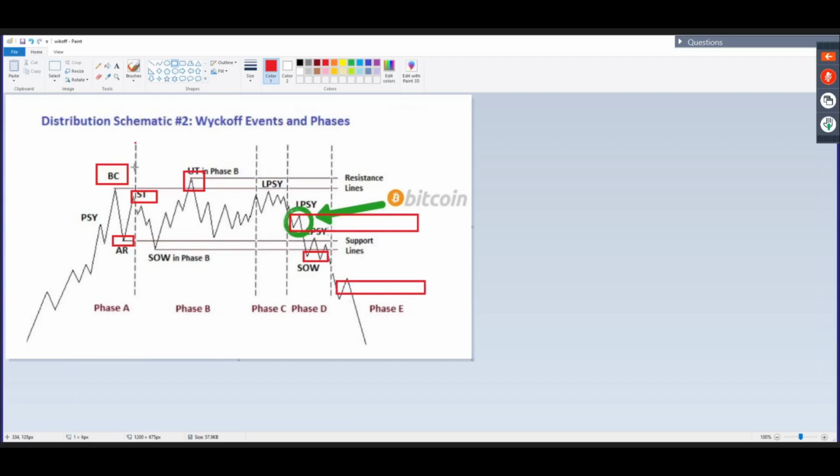But they have this phase A, where price makes a buying climax, and then UTAD is in phase B, and then phase C, and then phase D.